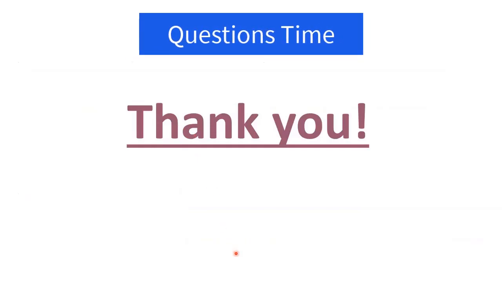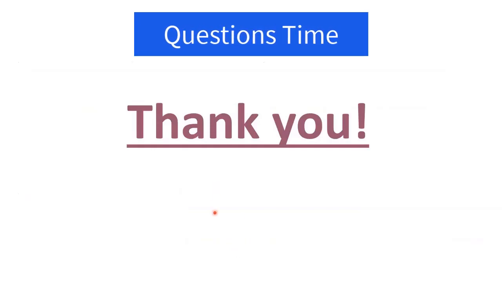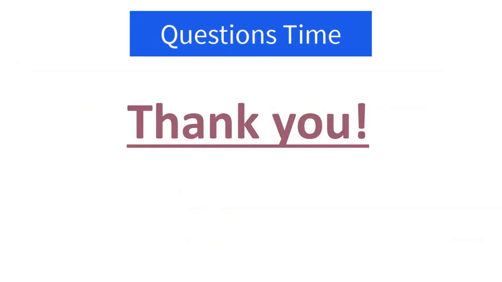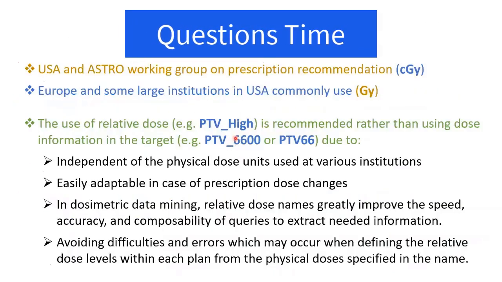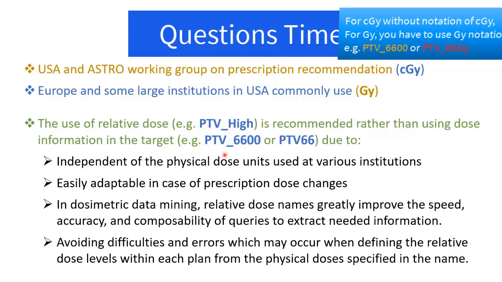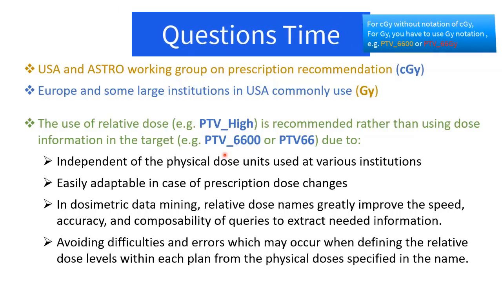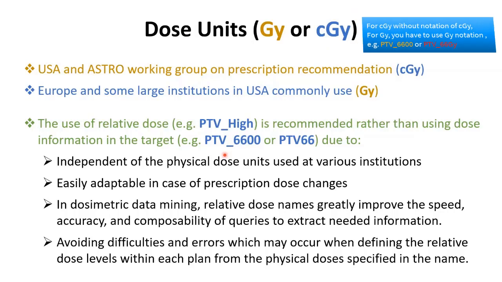Okay, I just have one thing, Bilal, I think you need to clarify. Go back to the slide where you talk about the use of PTV high rather than the dose, because I think the report also has some recommendations. If, for example, you decided to use the dose value with centigray or with gray, it has specific instructions on that. Could you comment on this?